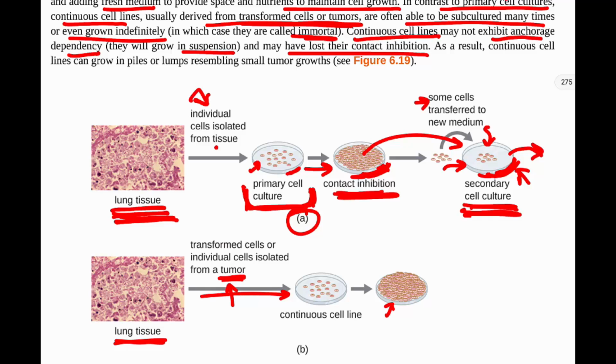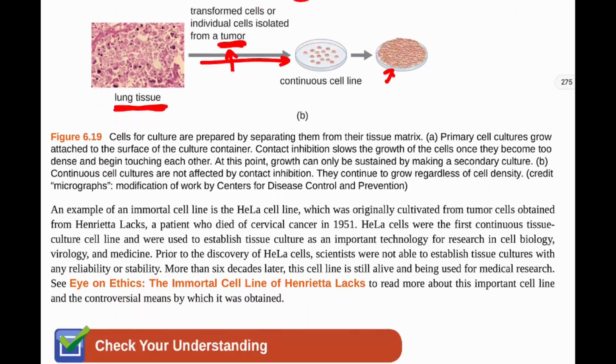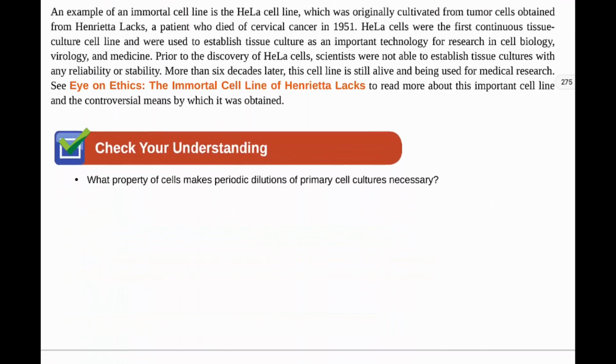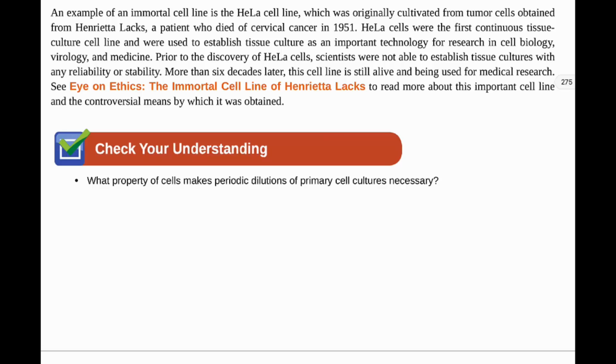So they can grow in piles or lumps, resembling small tumor growths, which is why tumors are used, because tumors grow and grow and grow. They don't have this contact inhibition, right? That's part of the problem with tumors, is that they don't stop growing once they bump into other cells. So these continuous cell lines are extremely useful in studying things like viruses, because then we don't have to keep babysitting these other types of cells, and we can really do a lot of research because they just keep growing and they're immortal.